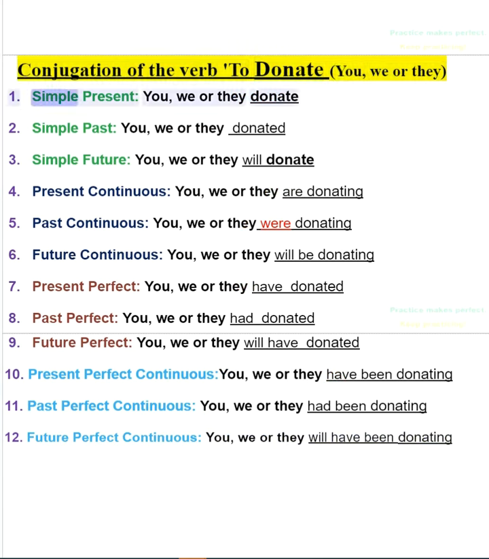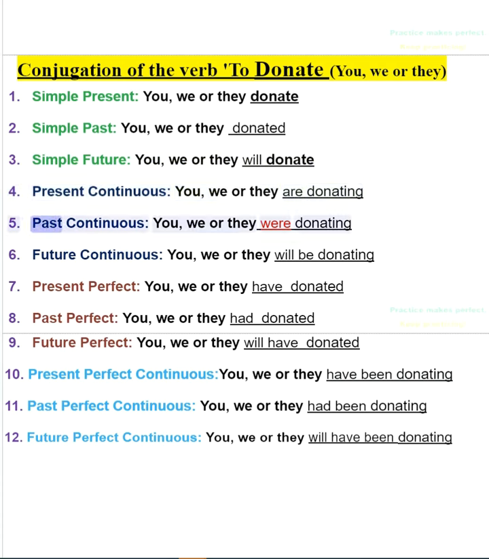1. Simple present, you, we or they donate. 2. Simple past, you, we or they donated. 3. Simple future, you, we or they will donate. 4. Present continuous, you, we or they are donating.